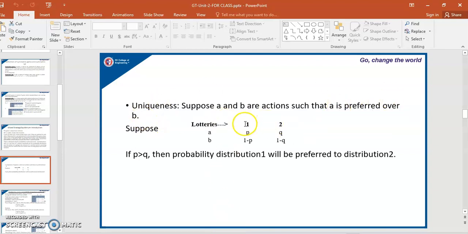you are having two lotteries. Lotteries are nothing but probability distributions, wherein the first lottery attaches the probability P to the action A and 1 minus P to the action B, and the second probability distribution attaches the probability Q to the action A and 1 minus Q to the action B. If P is greater than Q, then probability distribution 1 will be preferred over probability distribution 2.